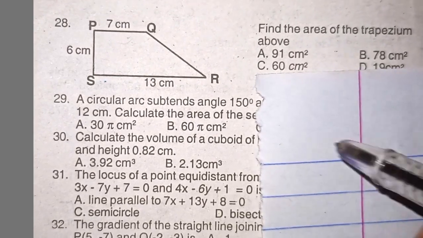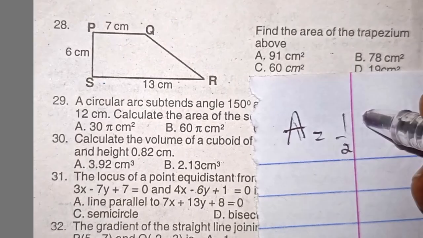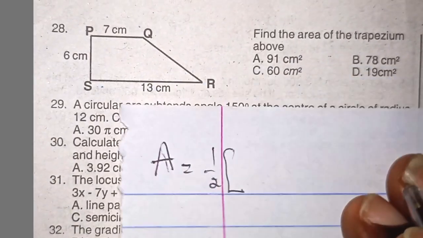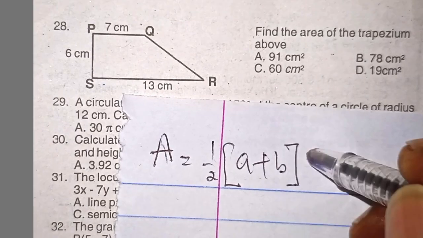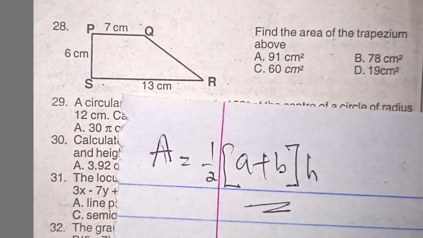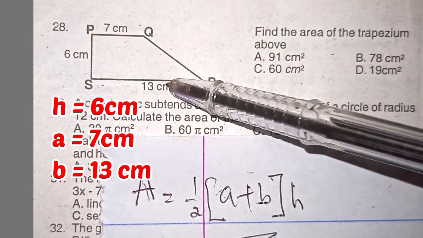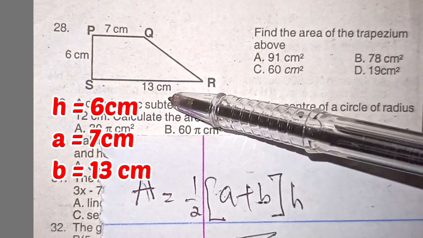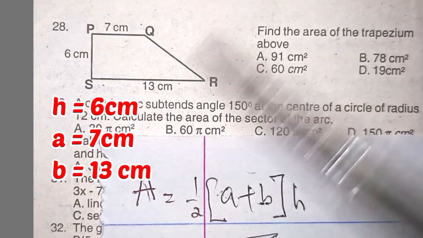The area for the trapezium is A, that's area is equals to half into (a plus b) times h. But you don't need to waste time writing all that. These are the parallel sides, this a and b are the parallel sides, that's here and here. So you just add these two sides. After adding, times it by 6, then divide the answer by 2. So don't waste too much time.